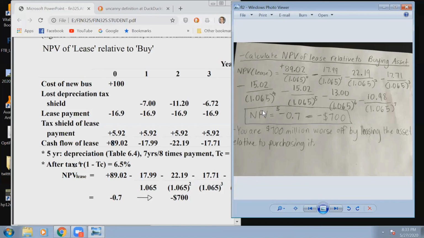From a standard NPV standpoint, maybe in a future video I'll show you how with the APV, or adjusted present value, you can add in some side effects regarding taxes and some other things that will generally make this total NPV greater than 0, which makes the lease more attractive. But when we're looking at just the base case NPV, you would be worse off by $700,000 if you leased this asset, rather than if you just forked down the 100 million and purchased it.